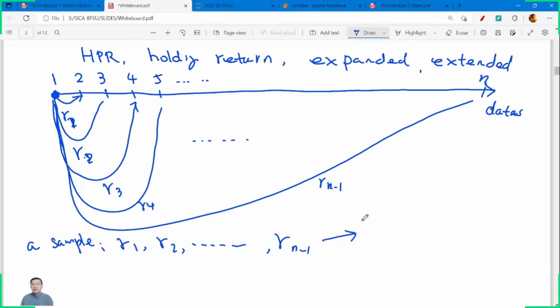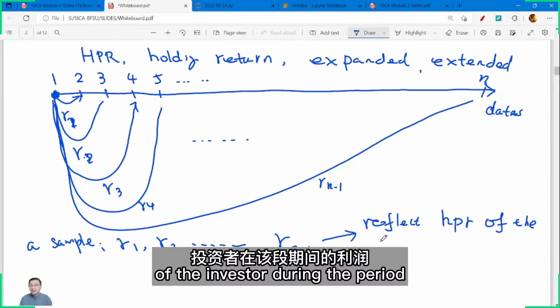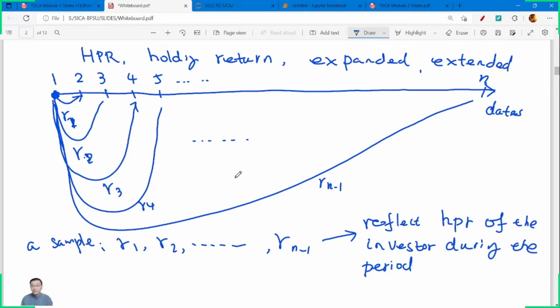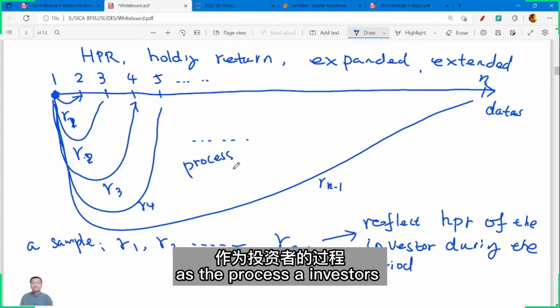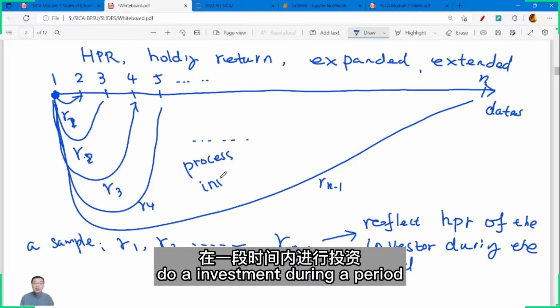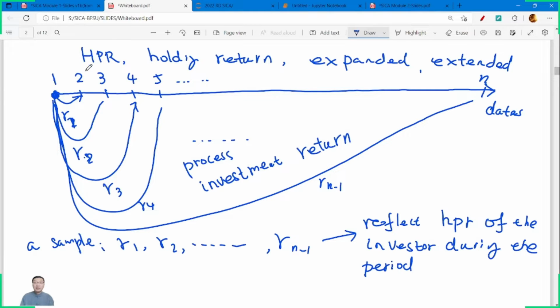These returns reflect what? The holding period returns of the investor during the period. And this process is exactly the same as the process investors go through when they make an investment during a period. So that's why it is also called an investment return. These are the terms from the course Investment.